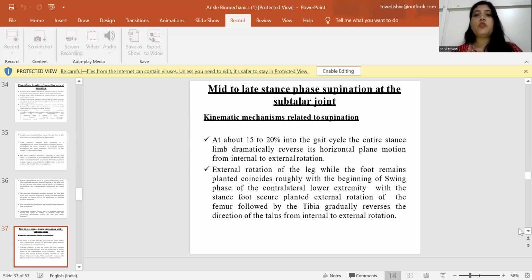Kinematic mechanism related to supination. At about 15 to 20% into the gait cycle, the entire stance limb dramatically reverses its horizontal plane motion from internal to external rotation. External rotation of the leg while the foot remains planted coincides roughly with the beginning of swing phase of the contralateral lower extremity. With the stance foot securely planted, external rotation of the femur, followed by the tibia, gradually reverses the direction of the talus from internal to external rotation.